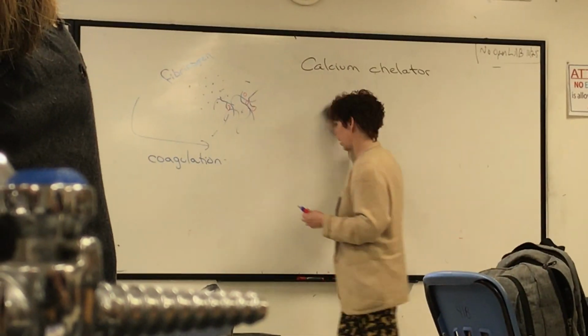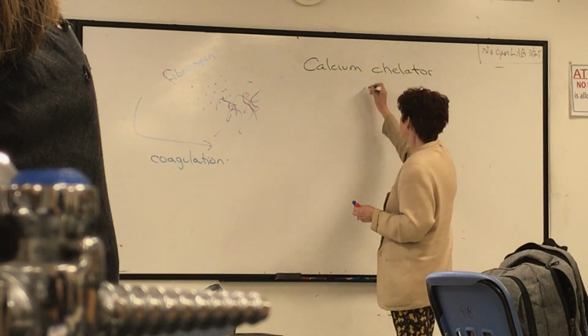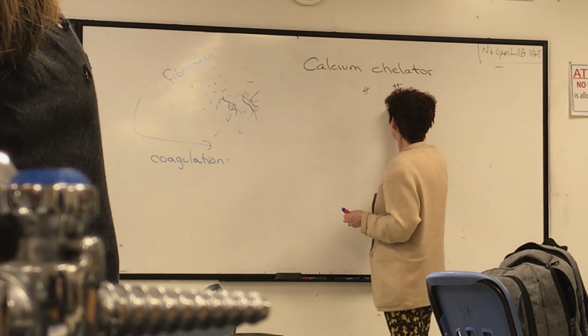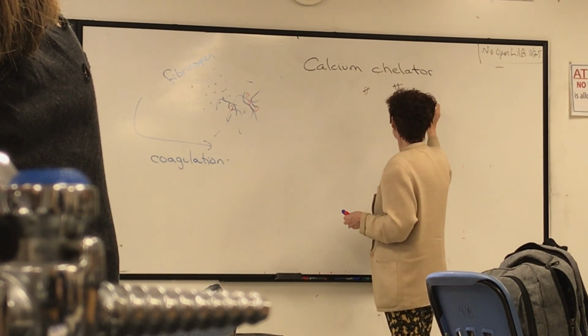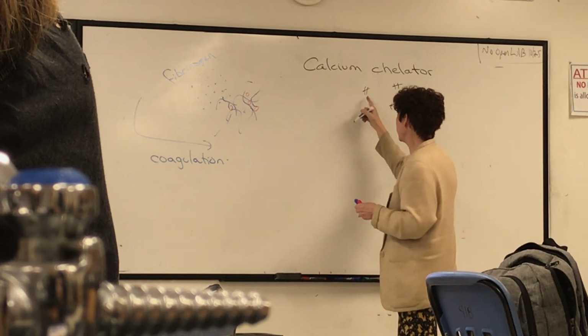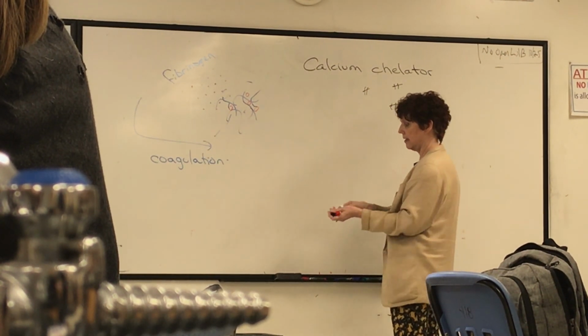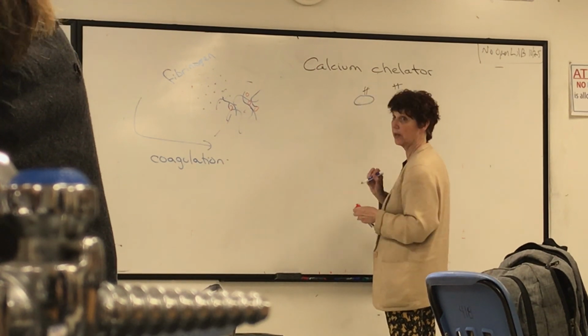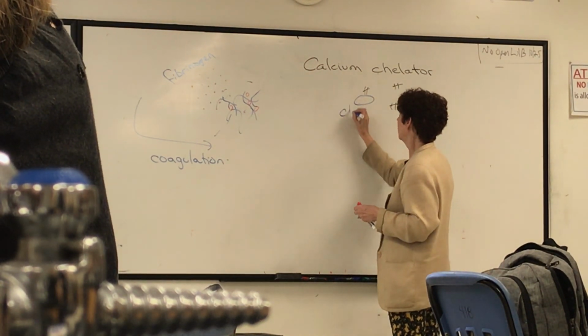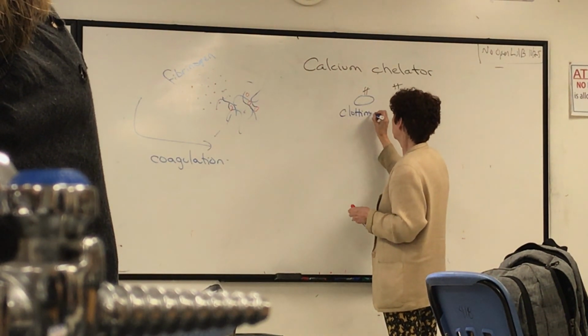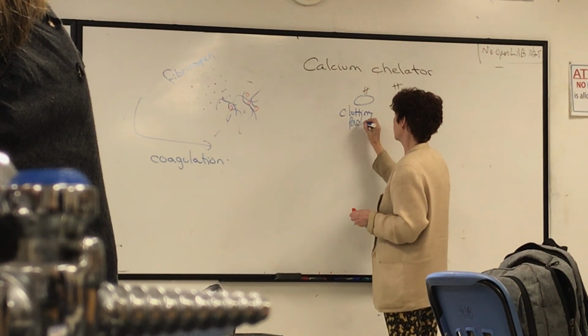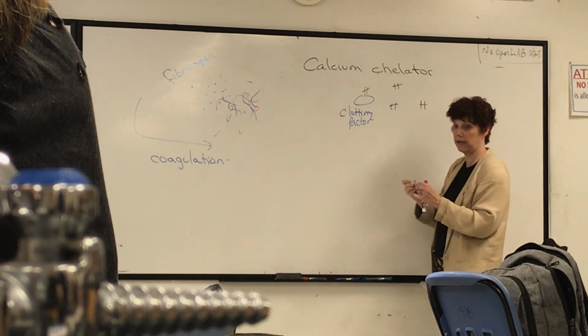It removes calcium. So let's say that we have free calcium. Calcium ions have two positive charges. And so this could bind to a clotting factor and activate it, causing it to change its shape and be able to interact with other molecules.